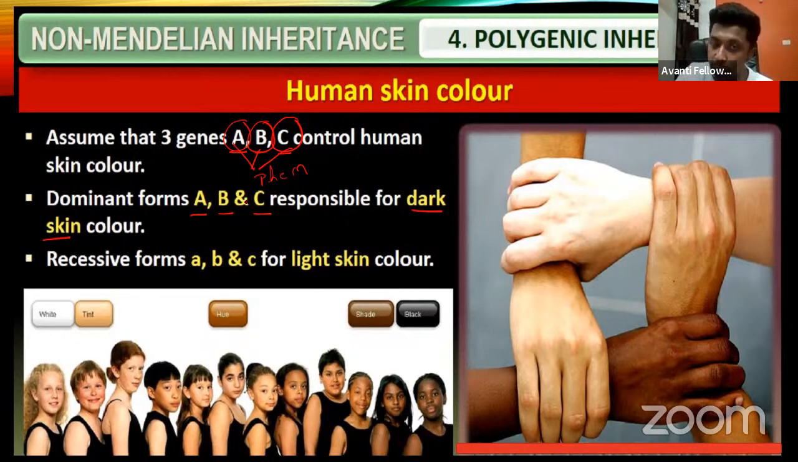Why are they giving dark color skin? Whenever we talk about expression of a character and dominancy of a character, that means it is expressing to give what? Pigments, right? So whenever we have A, B, and C combined together to give us pigments, that will result in a particular phenotype. Now, when we talk about the recessive type, recessive type means they do not produce any pigments. So that will give us a light color.